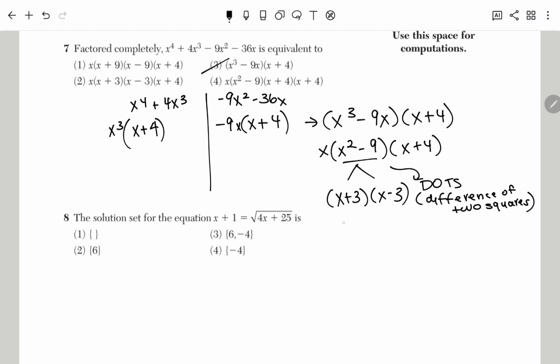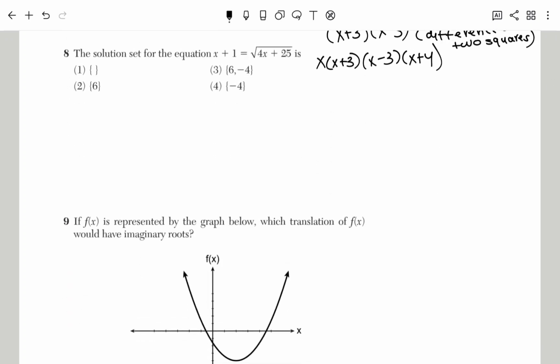So if I rewrite my entire factor, it'd be x plus 3, x minus 3, x plus 4. So x times x plus 3 times x minus 3 times x plus 4. This is equivalent to answer choice number 2. So for number 7, answer choice is 2. Now, question number 8 says, the solution set for the equation x plus 1 equals the square root of 4x plus 25 is.